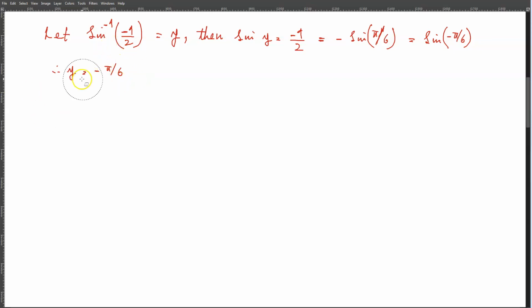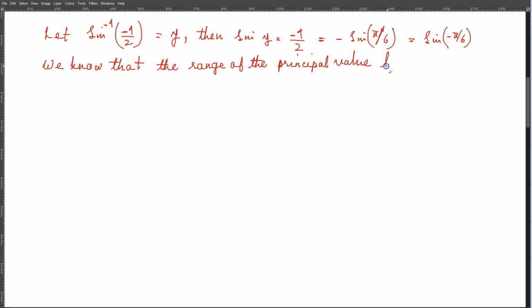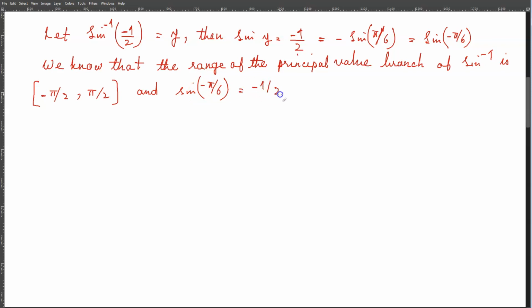So of course I can add a few sentences here. I can write that we know that the range of the principal value branch of sine inverse is, as we saw earlier, negative pi by 2 to pi by 2, and sine of negative pi by 6 is equal to negative 1 by 2, right?